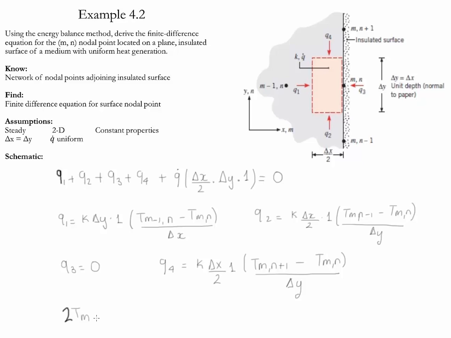2 T m minus 1, n minus 4 T m n plus T m, n minus 1 plus T m, n plus 1 plus Q generated times delta x delta y over k is equal to 0. This is the final equation for a plane surface with one insulated side and with heat generated. Please take the time to derive this equation and obtain the same result.